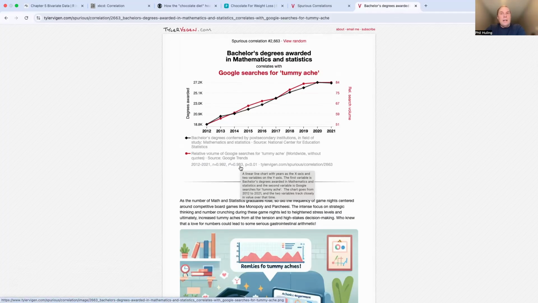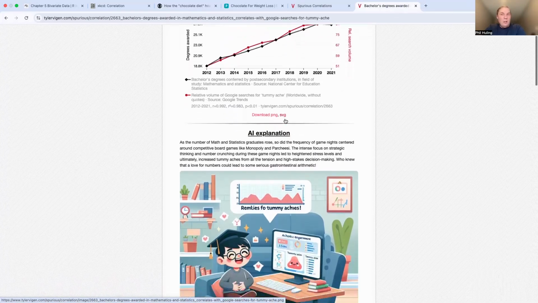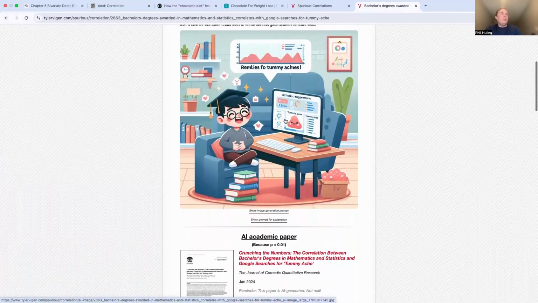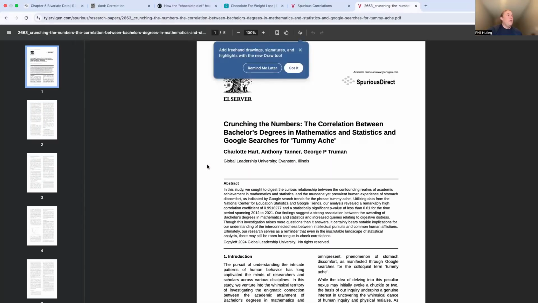tummy ache by 98.3%. Now, I believe it's clear there's no real reason that the black variable, the degrees awarded, would impact or give you a value for the red variable. But this website is nice and uses a fun use of AI to actually give a funny reason for why this may be true. And in fact, it also gives a mock paper that goes through and discusses how this can be shown as what's going on between math and stats degrees and tummy aches.